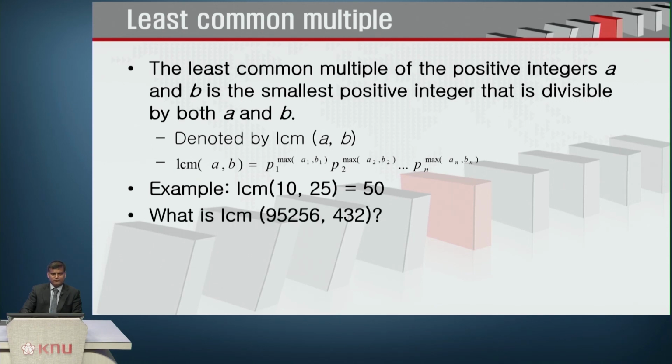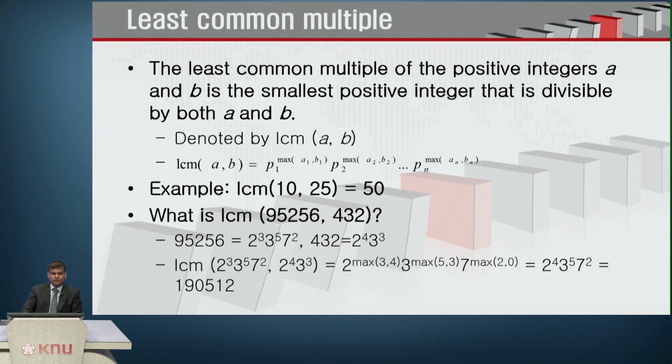Likewise, you can still find the LCM of larger numbers. For example, here we have a very large number, 95,256 and 432. We can use this form to identify the result. It's a shortcut by which you can find the LCM, and the LCM turns out to be 190,512. So that's a simple way of finding the least common multiple.